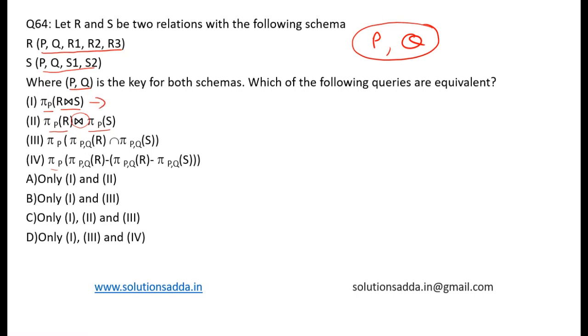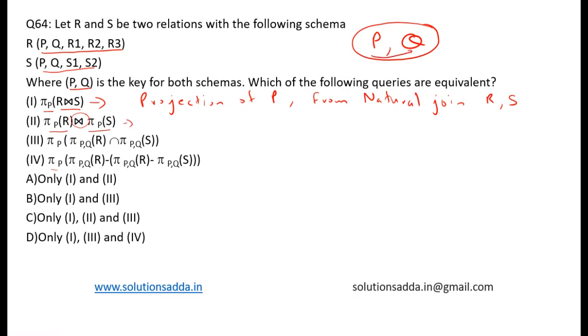So let's see what the first statement will do. It is doing R natural join S followed by projection of P. So it will perform the natural join based on the columns common to R and S, that is P and Q. All the rows that have the same value of P and Q in R and S will be obtained, and from this we will project P. That is, we'll select the columns that have the property P. That is the first one: projection of P from the natural join of R and S, where the parameters used for the natural join are P and Q.